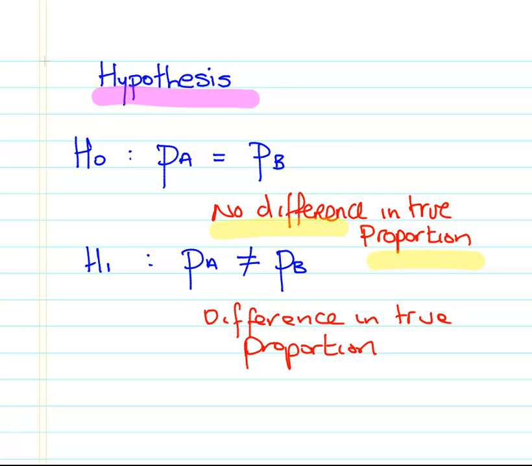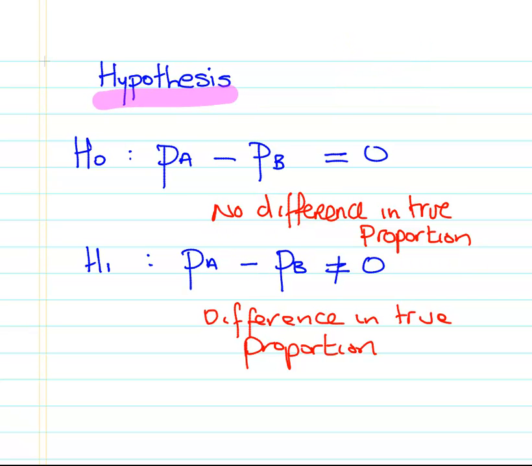Okay, so that's just a quick remark. Sometimes the true proportion could be denoted as pi rather than p. Okay. Now, just a remark upon this, I'll skip back here. PA is equal to PB. Now that's the null hypothesis.